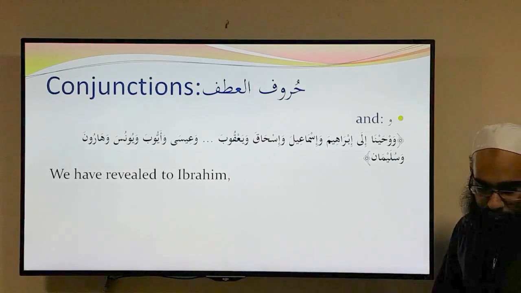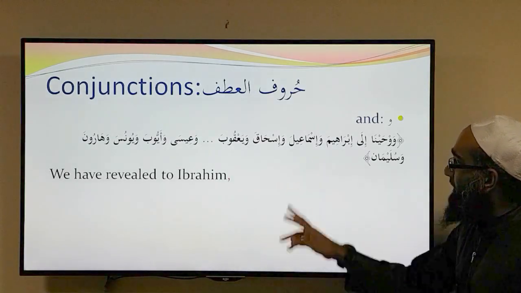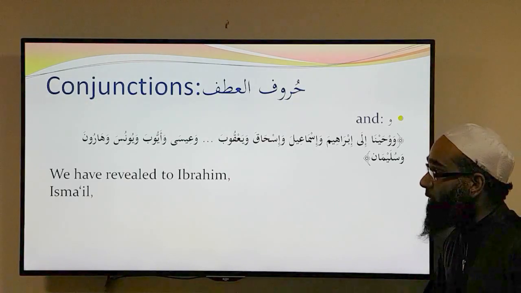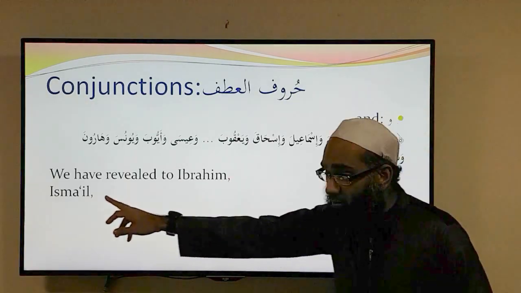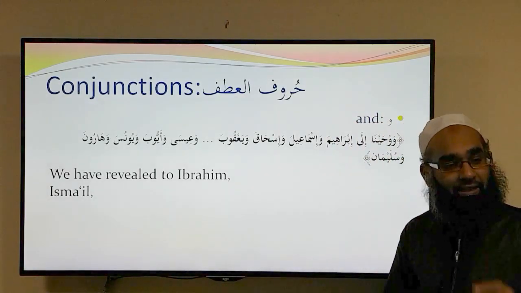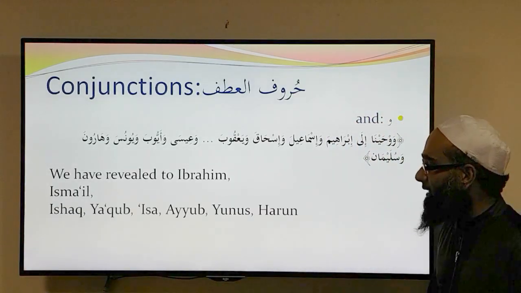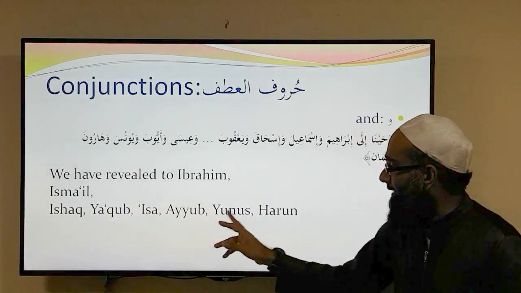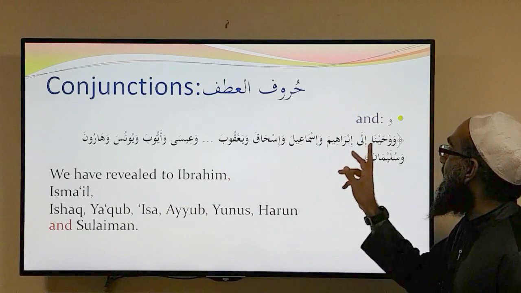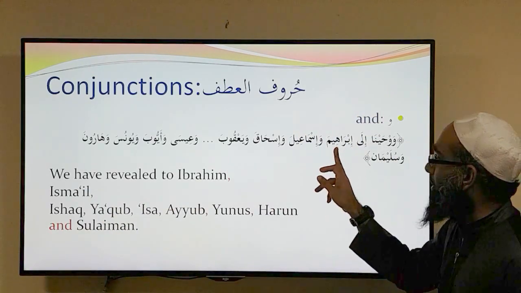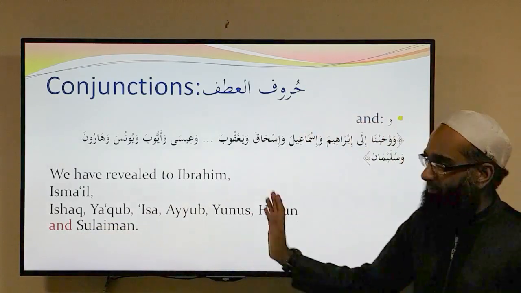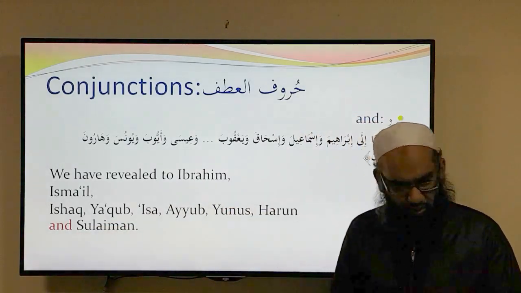Remember, in English grammar, even though there are many wows in Arabic, because Arabic doesn't have commas, if you have more than one waw, you put commas in. You don't translate Ibrahim and Ismail and Ishaq and Yaqub. That's not how you do it in English. You put a comma between all of them, and before the last one is where you put the and. If there's only two, for example, أوحينا إلى إبراهيم وسليمان, we revealed to Ibrahim and Sulaiman. If there's extra, you just add the comma. We've done this before, quite simple.